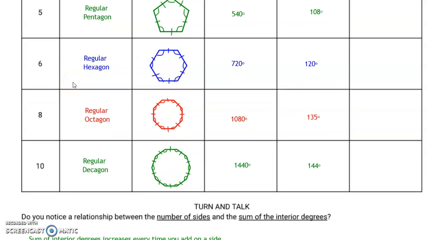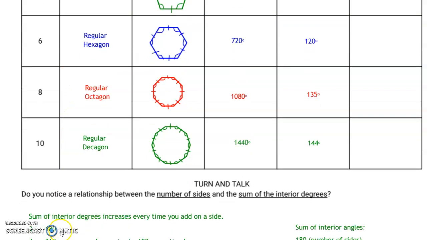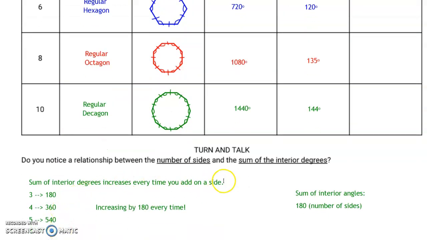All right, I'll tell you. It turns out that the sum of the interior degrees is going to increase every time you add on a side. If you think about a triangle, it's got 180 degrees inside of it. A quadrilateral's got 360 degrees inside of it. It looks like it's increasing by 180 every time. So we're going to take the sum of the interior angles. We're going to be trying to look for that, which will be derived by this. We're going to take 180 and multiply it by the number of sides.